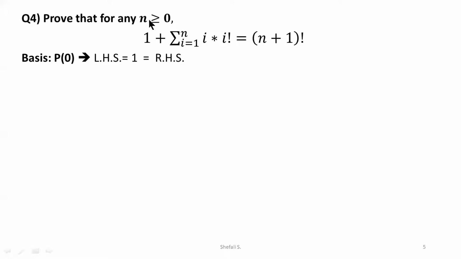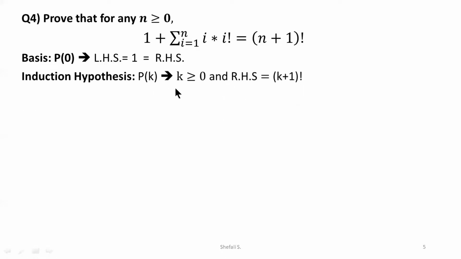Normally, in such types of examples we can start from 1, because n is expected to be a natural number, an integer number. Normally, the range is from 1 to infinity. But if it is specifically mentioned that n is greater than or equal to 0, then definitely we can take the base as 0. You can compare with this equation, and you can say that the left hand side is equal to the right hand side, which is nothing but 1 itself.